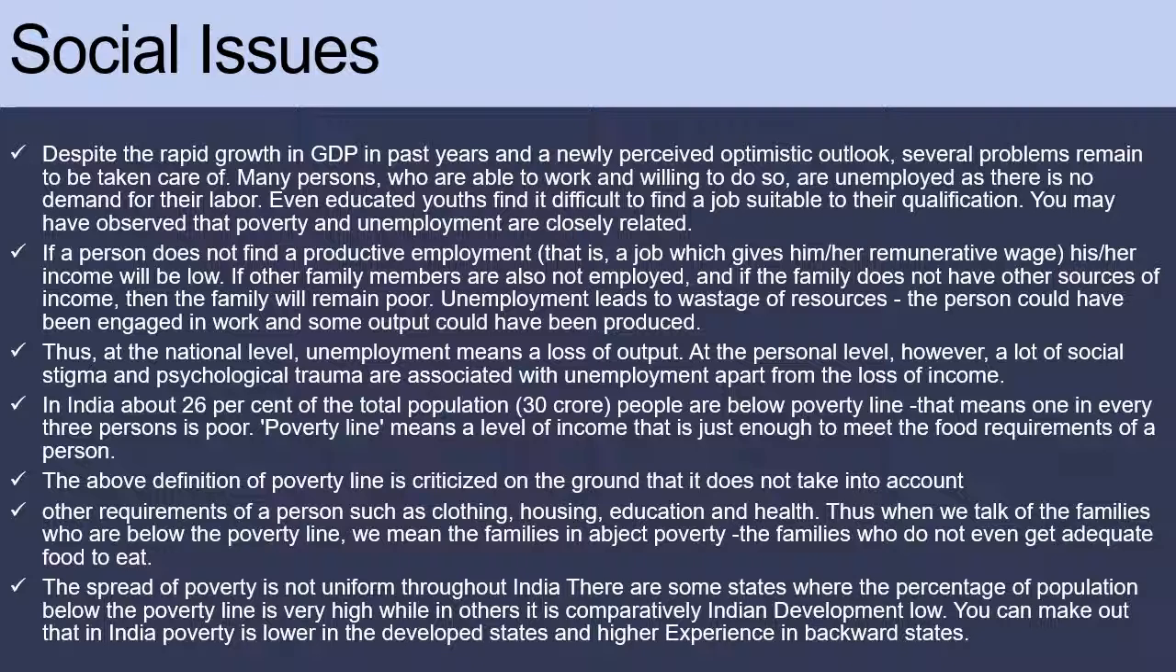Thus when we talk of the families who are below the poverty line, we mean the families in abject poverty, the families who do not even get adequate food to eat. The spread of poverty is not uniform throughout India. There are some states where the percentage of population below the poverty line is very high, while in others it is comparatively low. You can make out that in India poverty is lower in the developed states and higher in backward states.